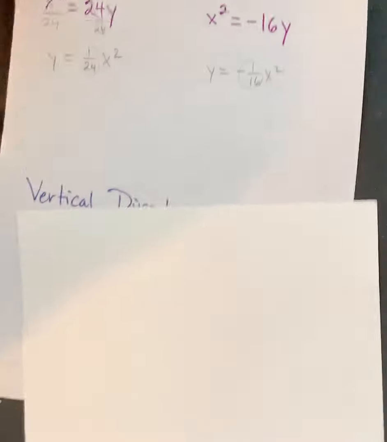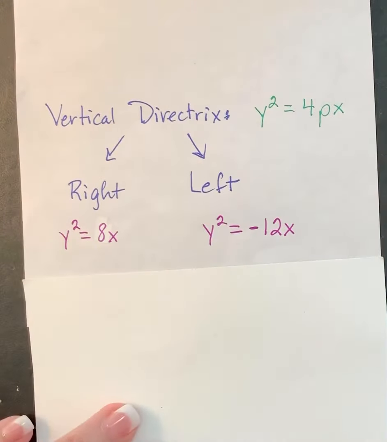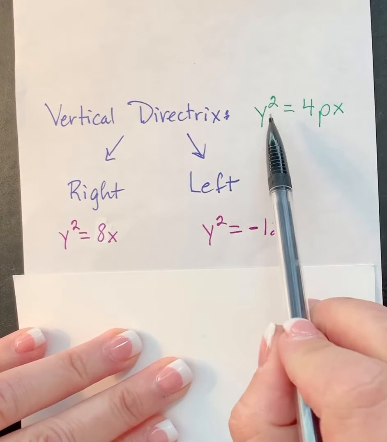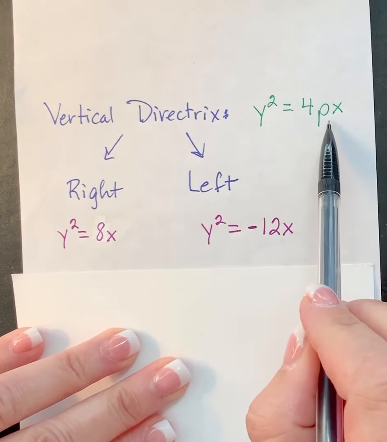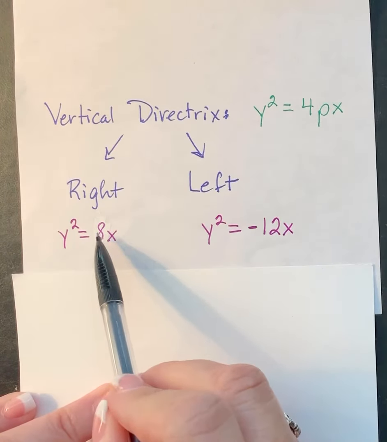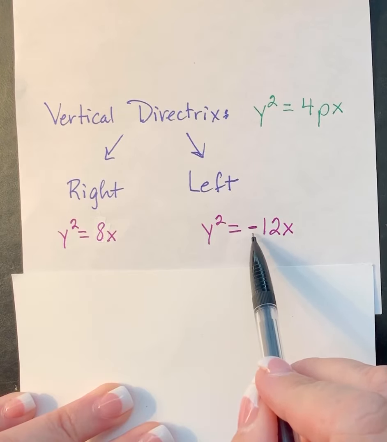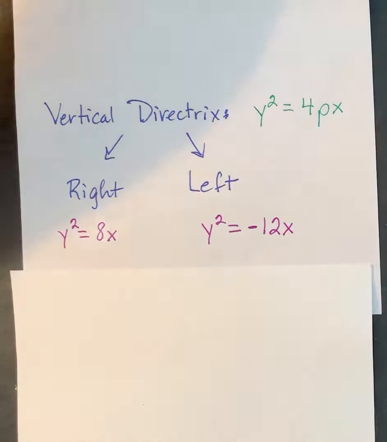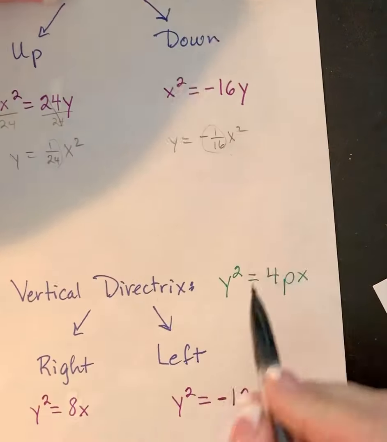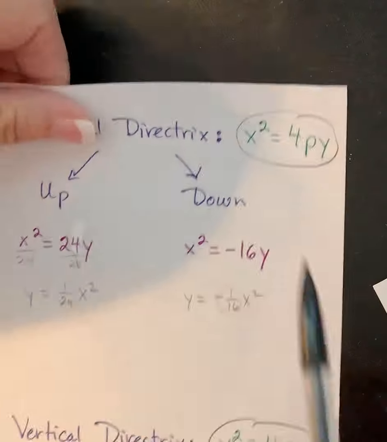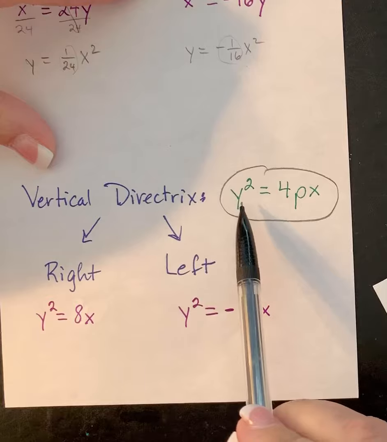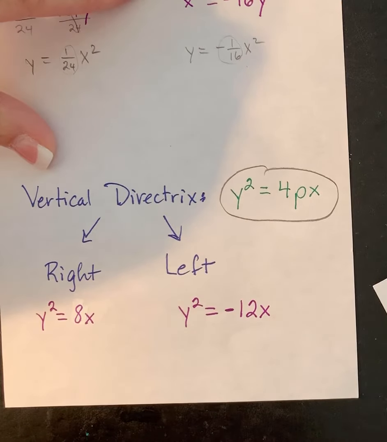Now, if you have a vertical directrix, this would be where the parabola is either opening to the right or to the left. Then your form is going to be y squared is equal to 4px. All right, and here's an example of where it opens to the right. You'll notice it's positive here, and then opening to the left, you have a negative. Now, the thing you should notice about both of these is only one of the variables is squared. If the x is squared, then it opens up or down. If the y is squared, then it opens left or right.